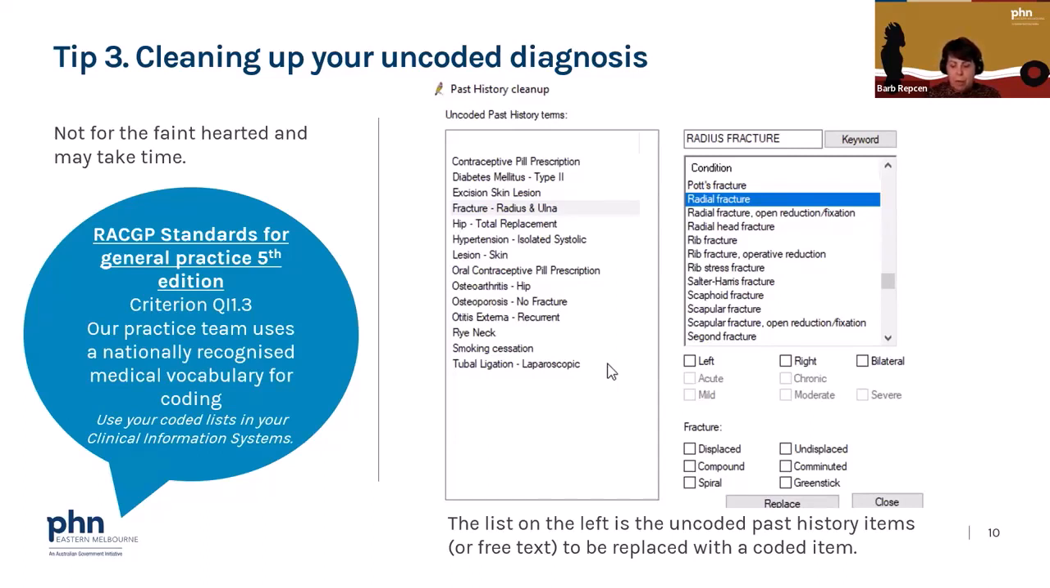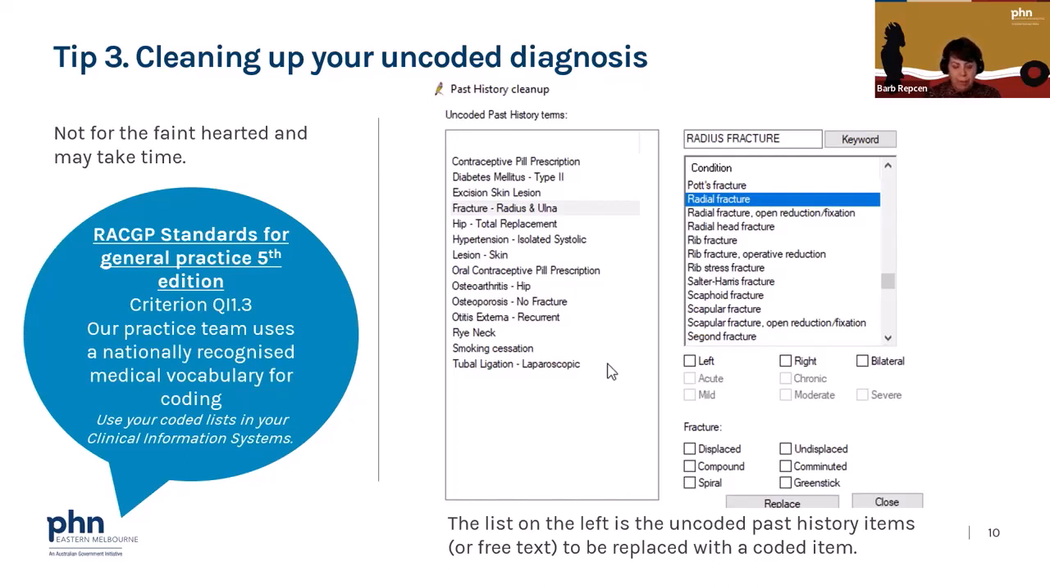It's a job for someone with a clinical background, and depending upon how long your practice has been open and whether or not it's part of your current procedures, you may have a long list of uncoded past history items. Using the past history cleanup functionality will match an uncoded diagnosis to a coded one. You select the uncoded one from the item on the left and you replace it with a coded item from the right.